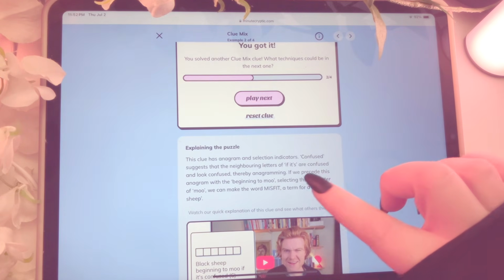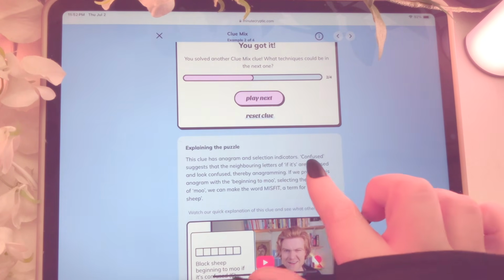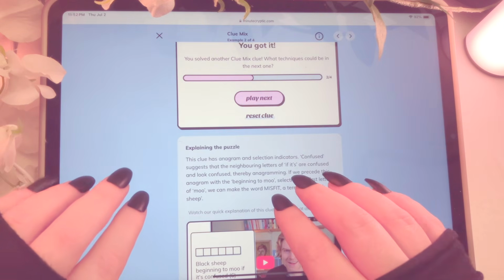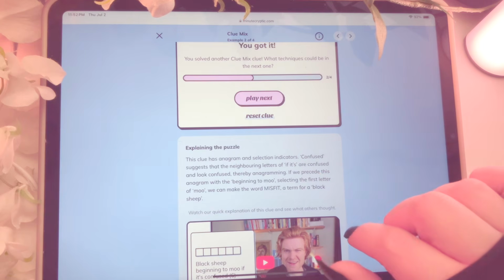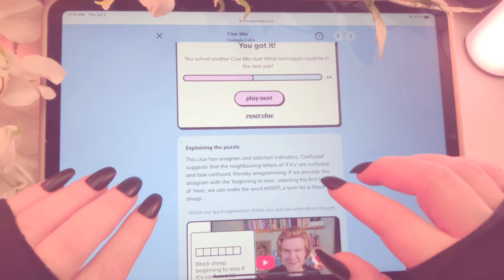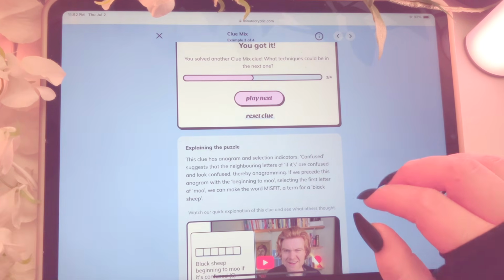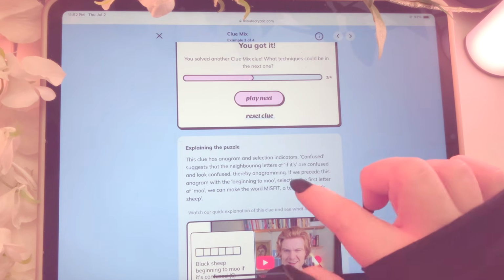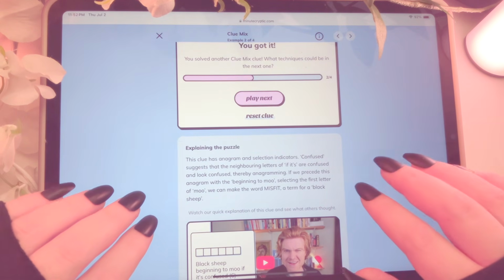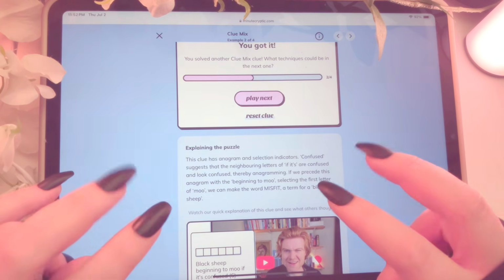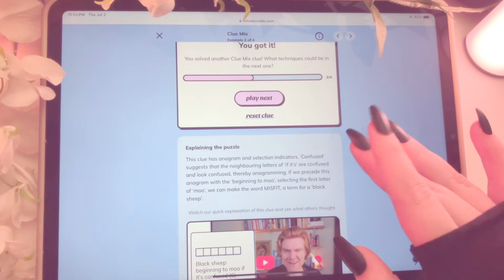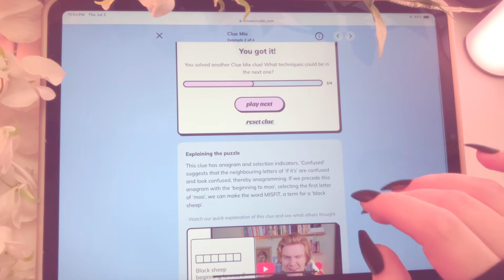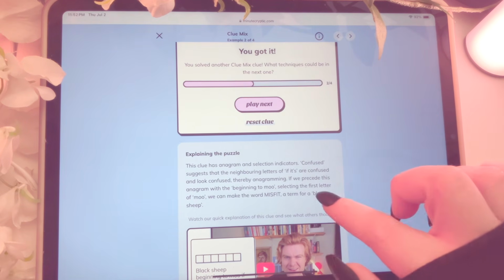The clue has anagram and selection indicators. Confused suggests that the neighboring letters of if it's are confused and look confused, thereby anagramming. If we precede this anagram with the beginning to moo, selecting the first letter of moo, we can make the word misfit, a term for a black sheep.